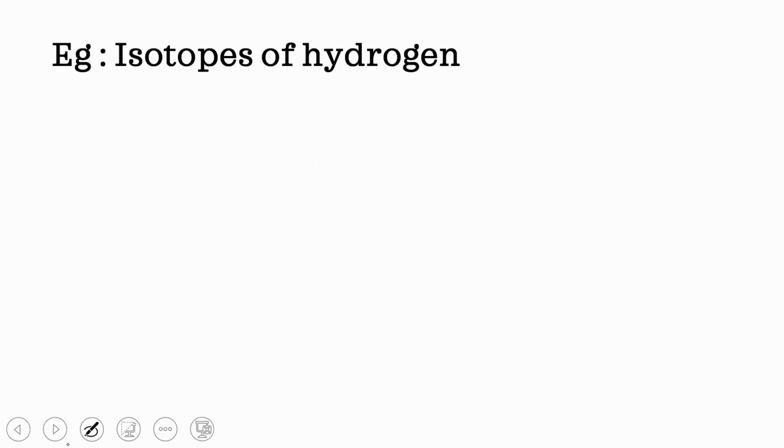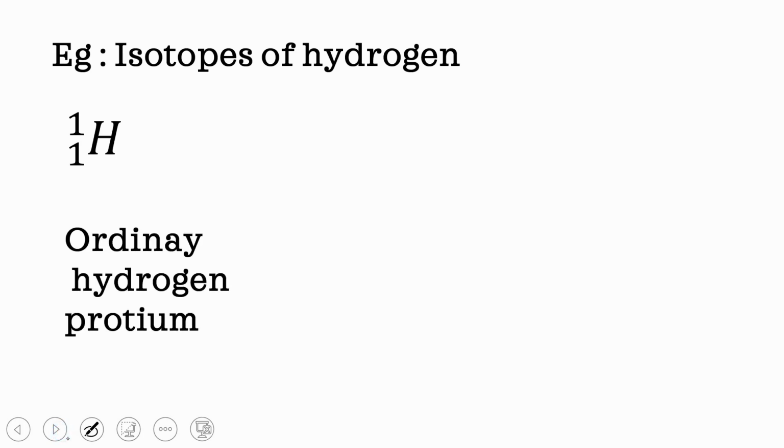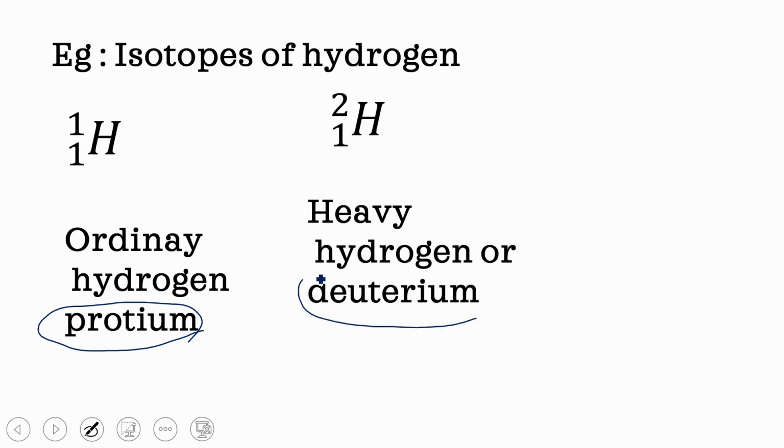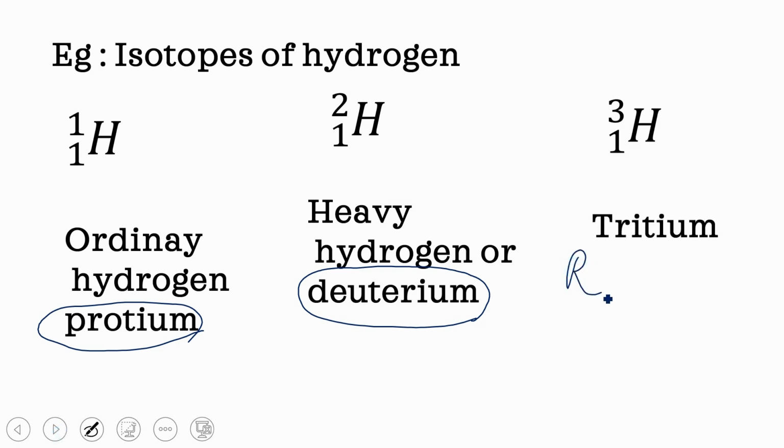Hydrogen exists as three isotopes. One is called H-1, ordinary hydrogen, or protium, with atomic number 1, mass number 1. The second isotope has atomic number 1, mass number 2, called heavy hydrogen or deuterium. The third has atomic number 1, mass number 3. It is called tritium, the radioactive isotope of hydrogen. So ordinary hydrogen is a mixture of protium, deuterium and tritium.